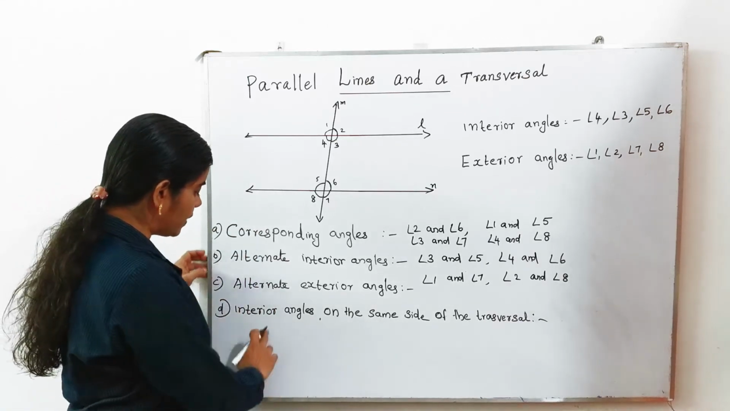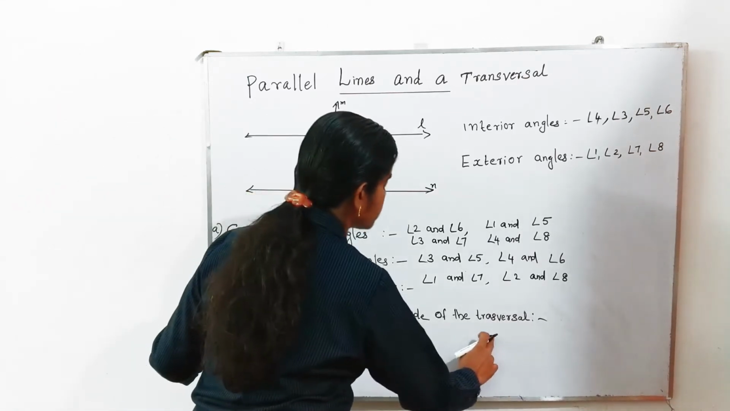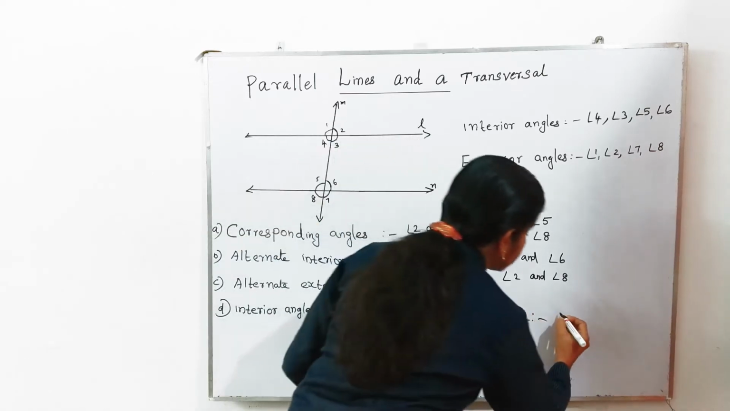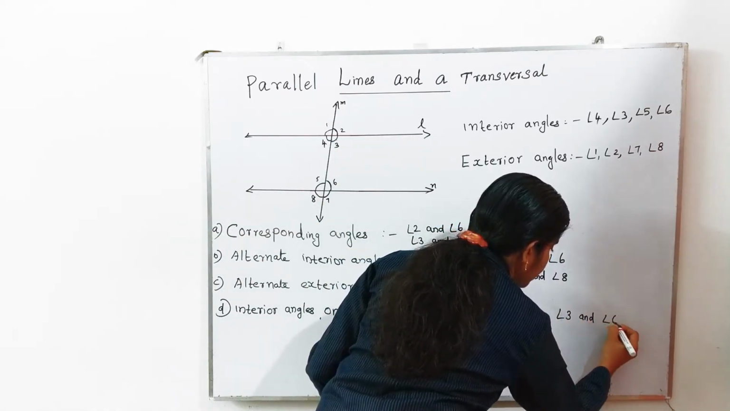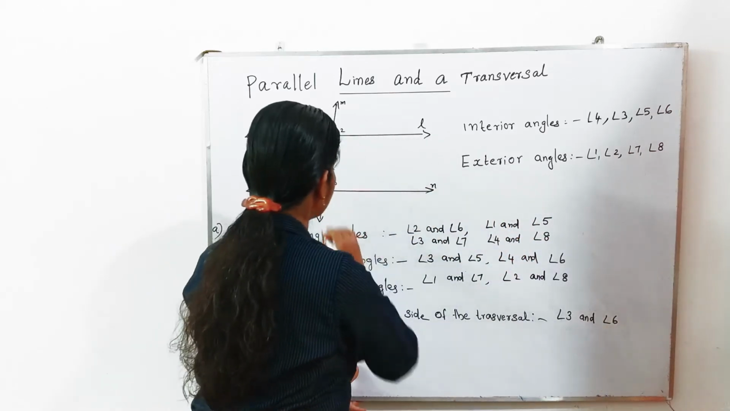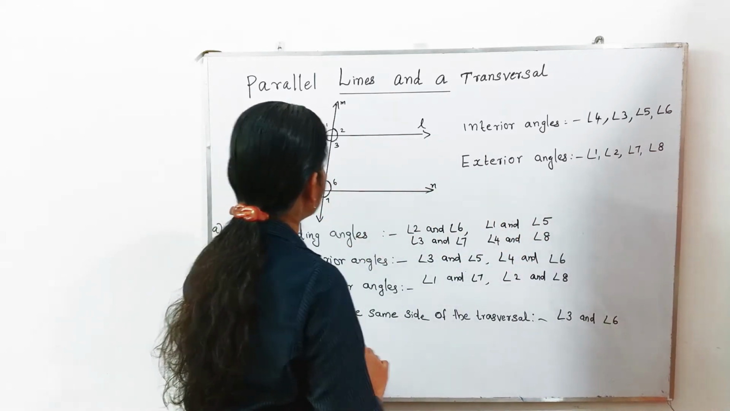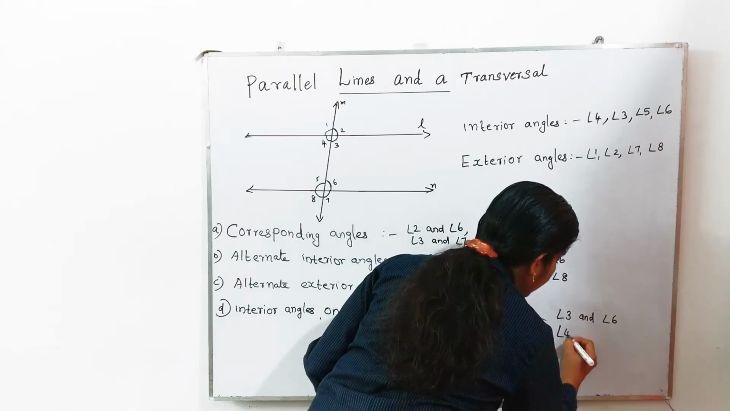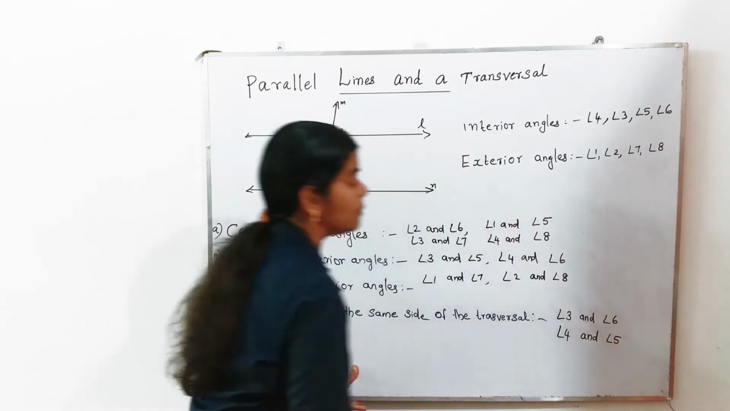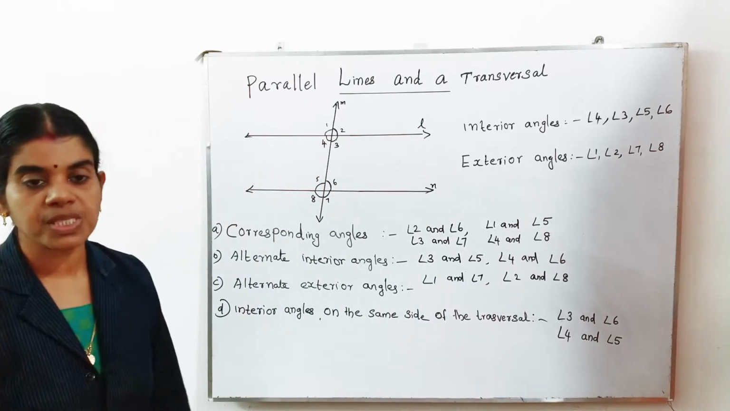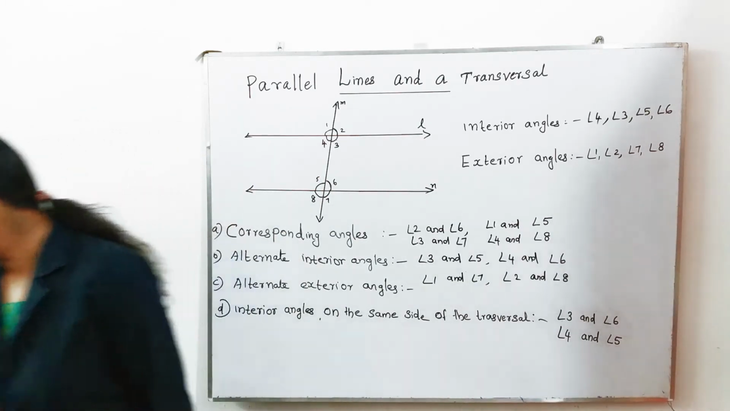Then what will be the interior angles on the same side of the transversal? Angle 3 and angle 6 will be interior angles on the same side of the transversal. Another will be angle 4 and angle 5. Angle 4 and angle 5 will be interior angles on the same side of the transversal.